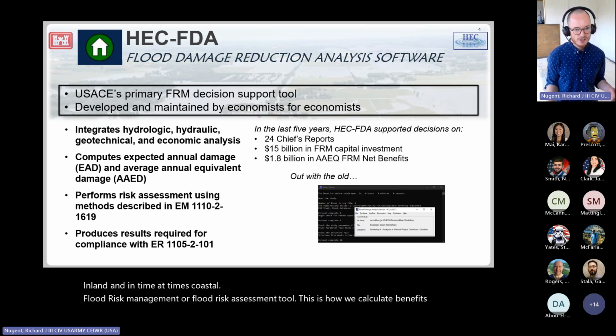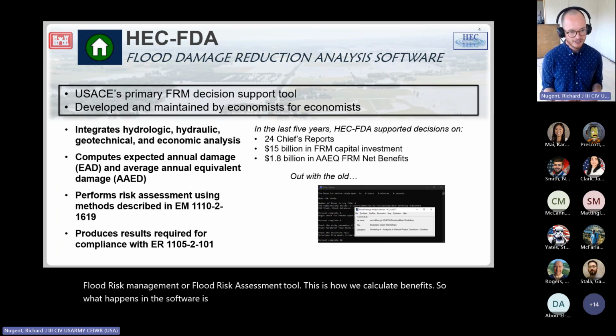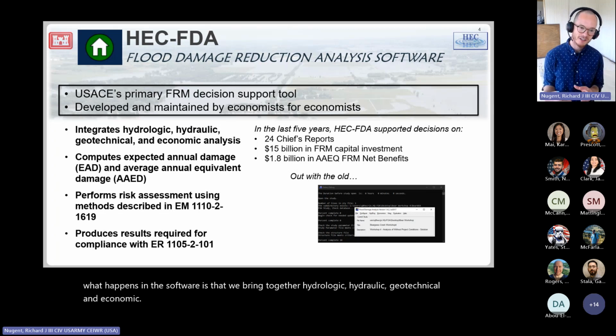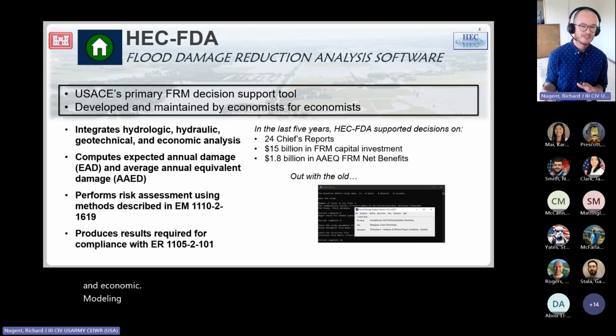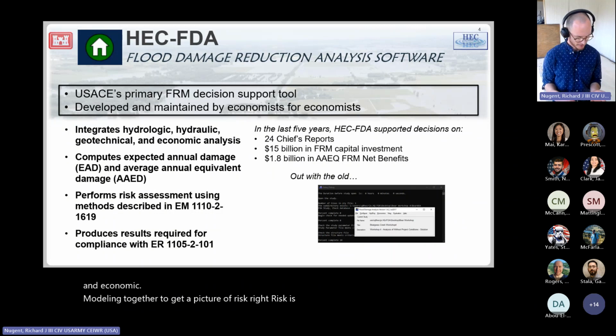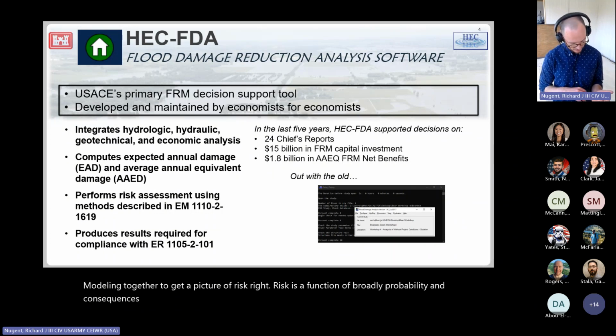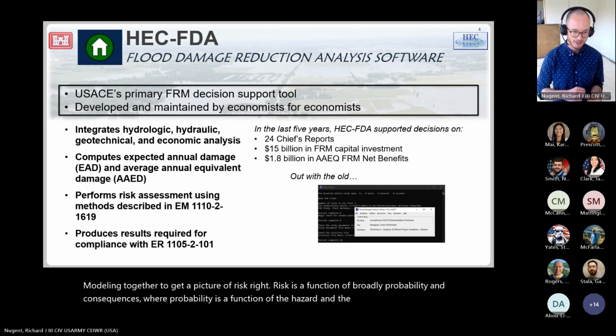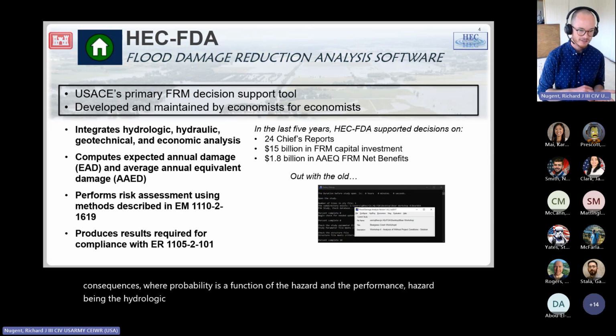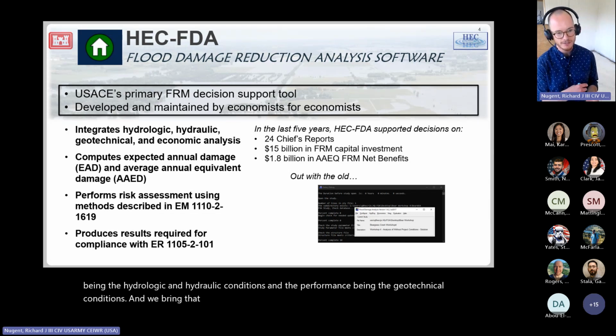So what happens in the software is that we bring together hydrologic, hydraulic, geotechnical, and economic modeling together to get a picture of risk, right? Risk is a function of broadly probability and consequences, where probability is a function of the hazard and the performance, hazard being the hydrologic and hydraulic conditions and the performance being the geotechnical conditions. And we bring that together with the consequences, which comes from the economic analysis.